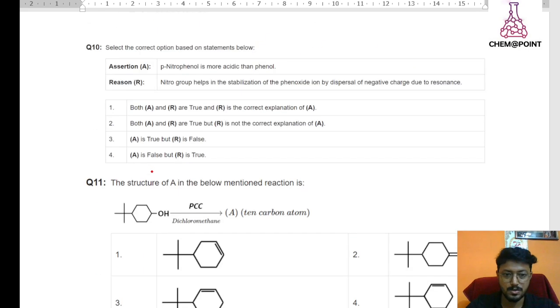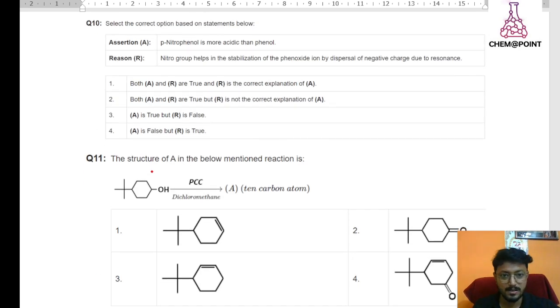Now the question 10. Assertion-reason question. Be careful, it's a very conceptual question. So the assertion is that para-nitrophenol is more acidic than phenol. Is it correct? Yes, it's a true statement, because the nitro group, an electron withdrawing group, is attached in the para position.